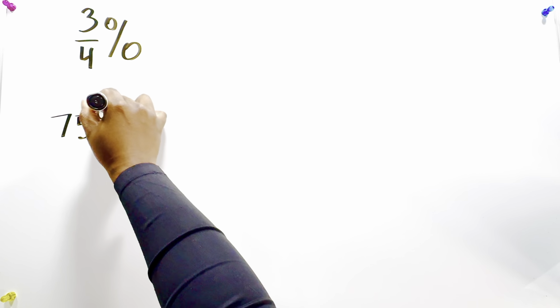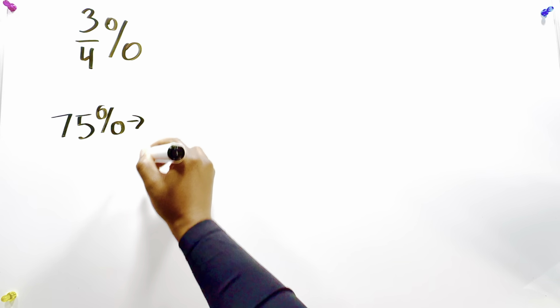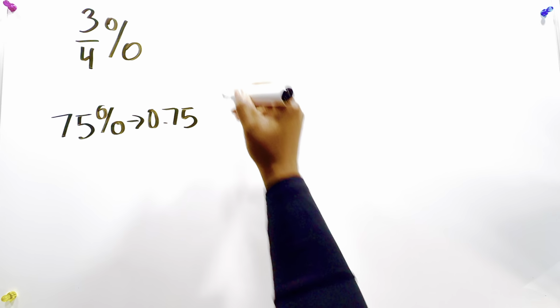Let's get started. So we have 3/4% and we want to change it into a decimal. We know that if we have 75%, when we change it into a decimal, we would just divide by 100 and get 0.75. But now what do we do when we have a fraction?